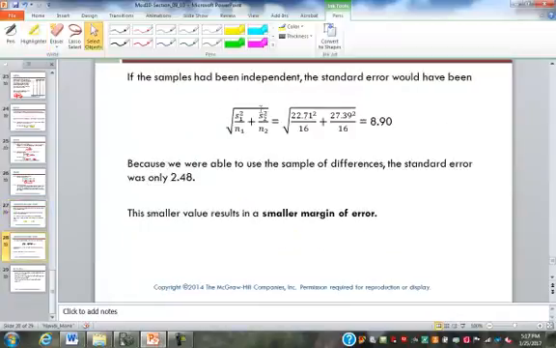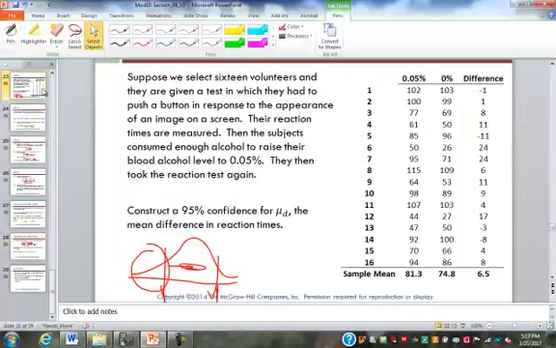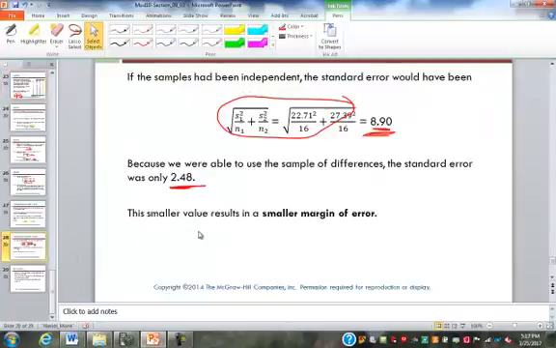And if they use that to get the standard error from those standard deviations, we get a standard error of 8.90. Compare that to the standard error for the paired samples, only 2.48. So this is going to give you 4 times the margin of error, which, if we did that, then we're going to contain 0, so we won't be able to make any conclusions off of it.